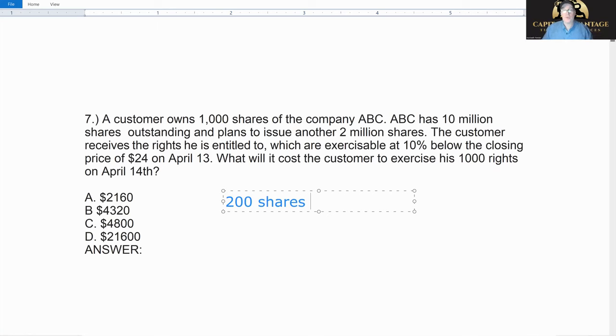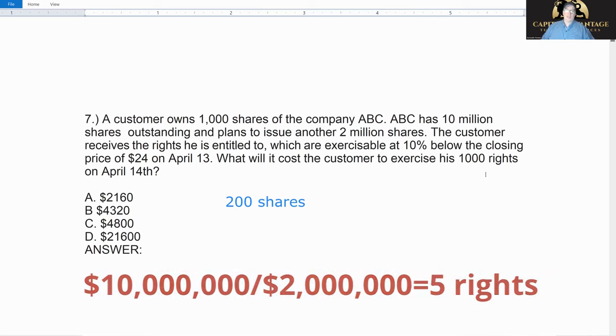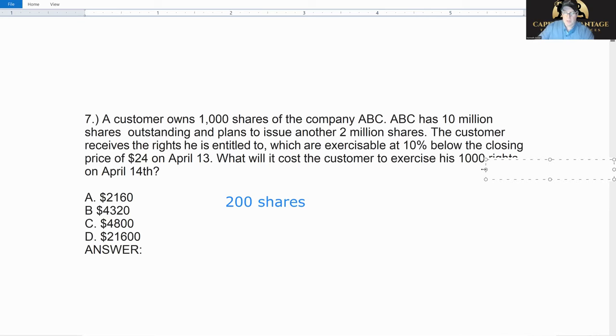Now, the other way to do this, since maybe you don't like that way, is this. You know you're getting 1,000 rights. You get one right for every share you own. We know that. Okay, that's easy. But the question is, how many rights do you have to hand in to get a new share? The other way to do it is this. You do 10 million divided by 2. 10 divided by 2, that's 5. That tells you how many rights you have to hand in. If you do 1,000 divided by 5, again, back to the 200. So we're going to get 200 shares.